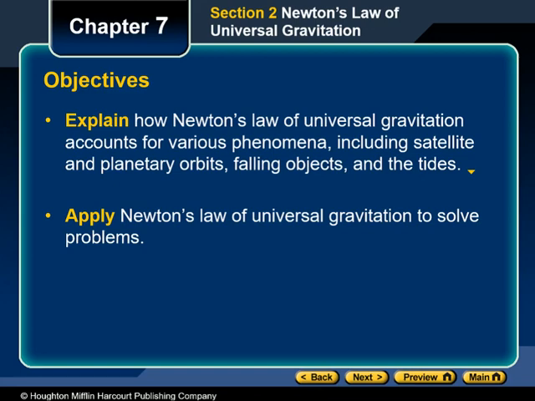At the end of this video, you should be able to explain how Newton's law of universal gravitation accounts for various phenomena, including satellite and planetary orbits, falling objects and the tides, and apply Newton's law of universal gravitation to solve problems.